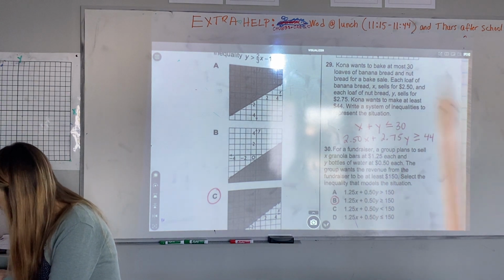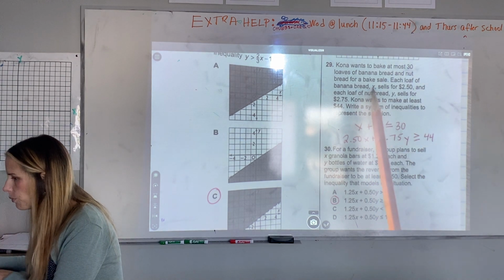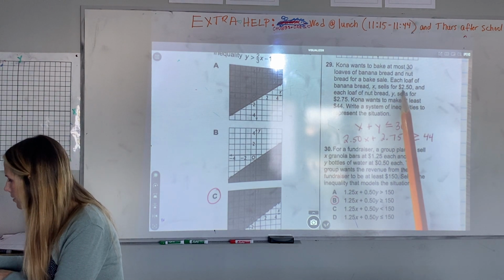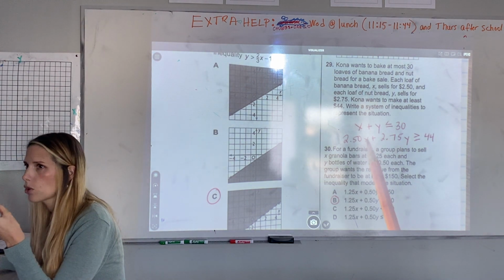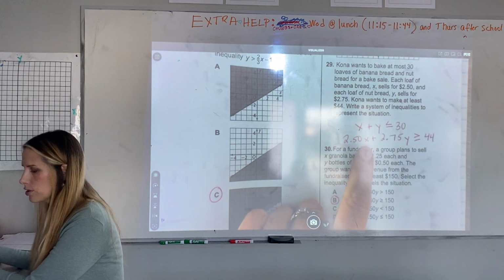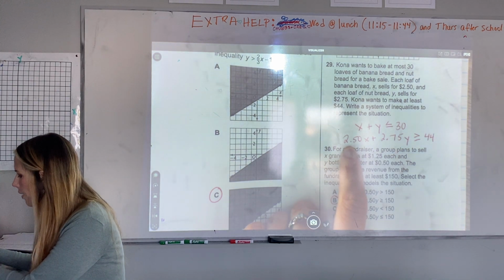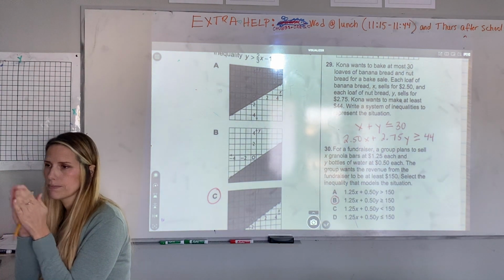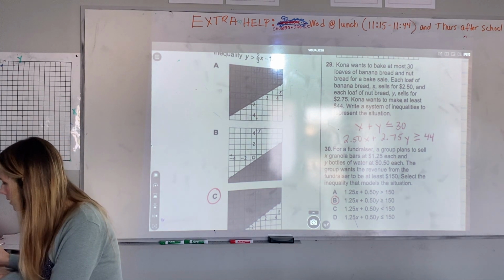The next part says each loaf of banana bread, which we're representing with X, sells for $2.50. So each loaf, which is the variable, because we don't have the certain number of loaves, we just know that however many loaves she does make, each one costs $2.50. So that 2.50 times the number of loaves, that multiplication, would represent the money that she would make for selling the banana bread.